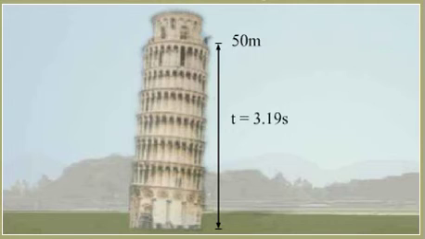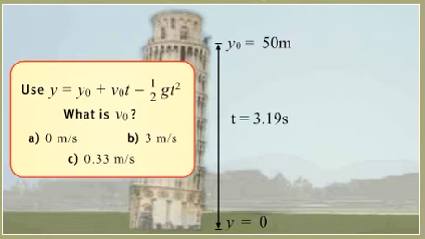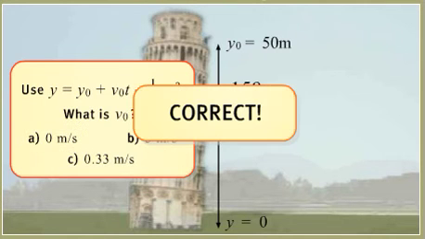Now choose a coordinate axis with y positive away from the Earth and the surface of the Earth at y equal to 0. Thus, y0 is the height. But what is the initial velocity v0? Correct. The object is initially at rest the instant it is released.